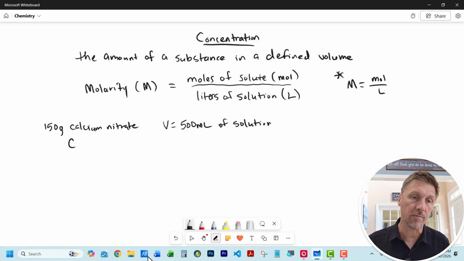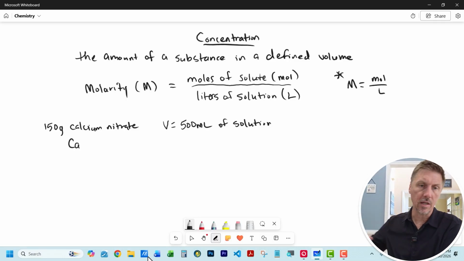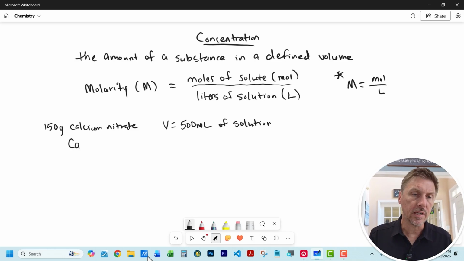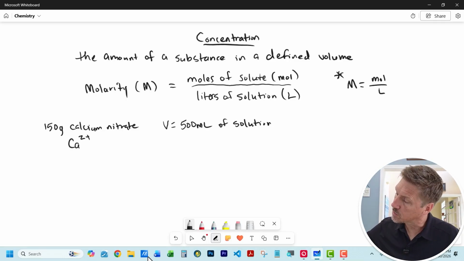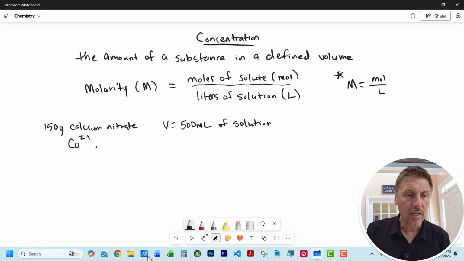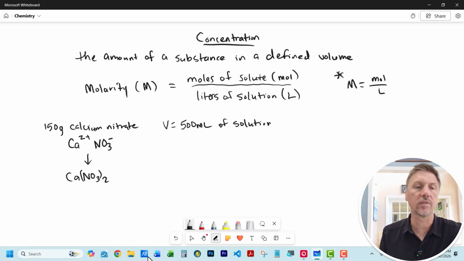We're going to do swap and drop for that. We go to the periodic table and look up Ca. Ca is in column 2, which means Ca is going to have a 2+ charge. We go to our table on page 245 because we're still memorizing nitrate. Nitrate's NO3-, and we write that down. And when we swap and drop, we get Ca(NO3)2, with parentheses around the NO3 and a 2. So that's our chemical formula for calcium nitrate.